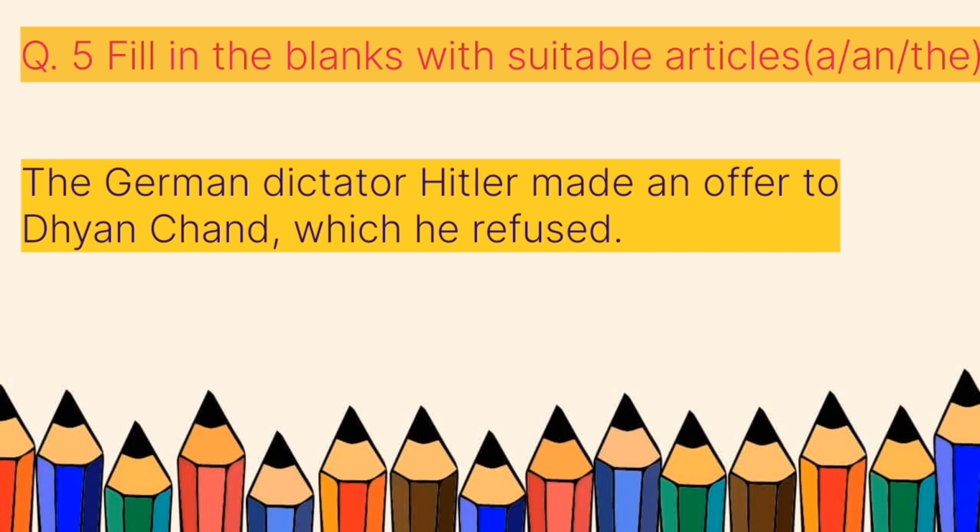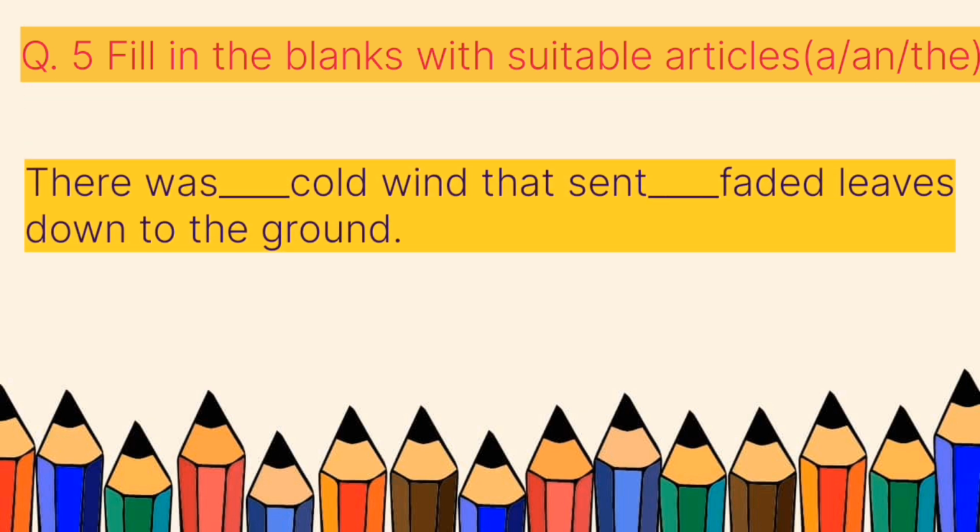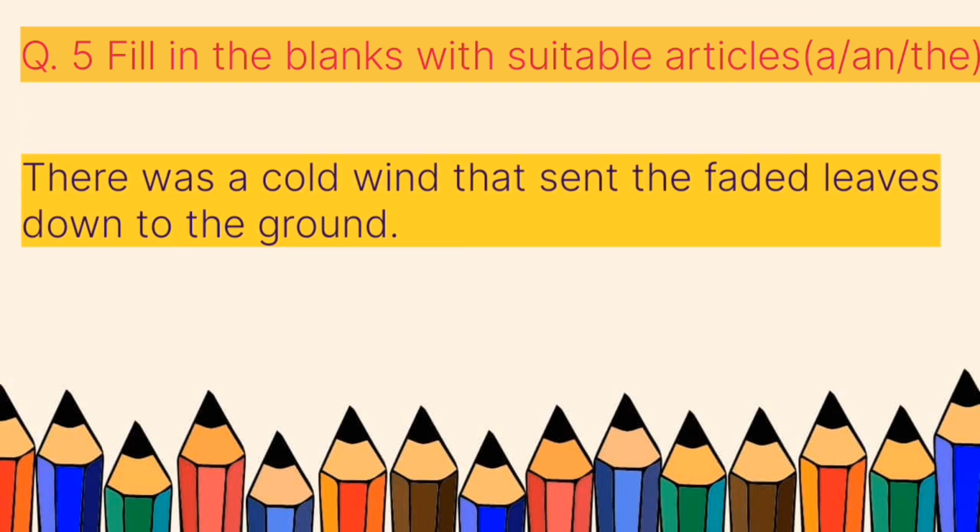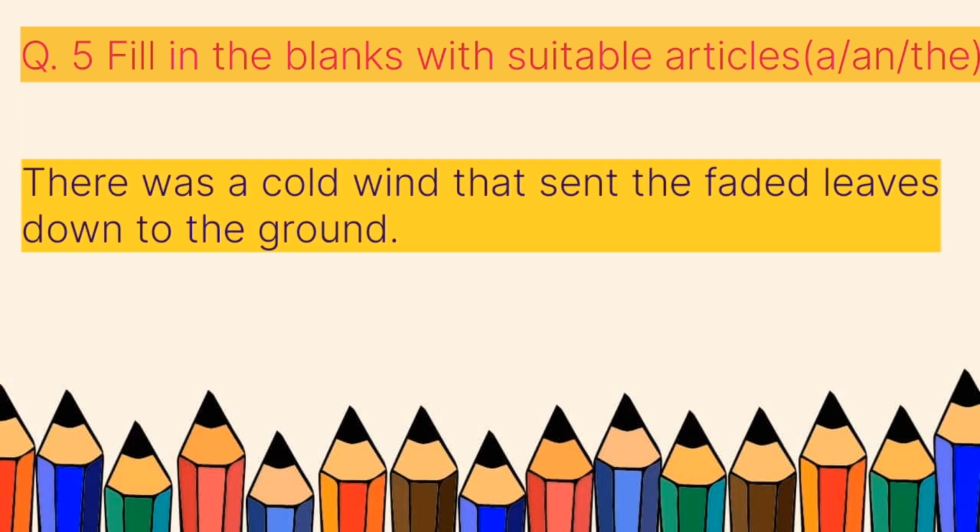Next example: there was dash cold wind that sent dash faded leaves down to the ground. The answer is, there was a cold wind that sent the faded leaves down to the ground. Here, the article a introduces the noun cold wind as a general concept. The definite article the is used before faded leaves to indicate specific leaves.